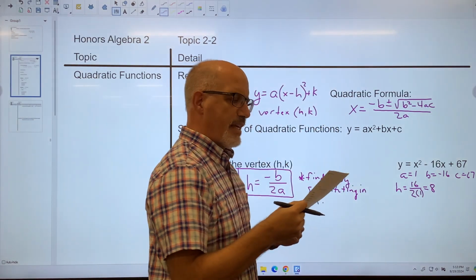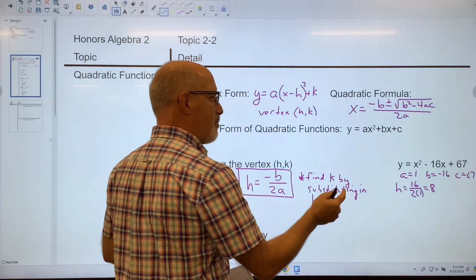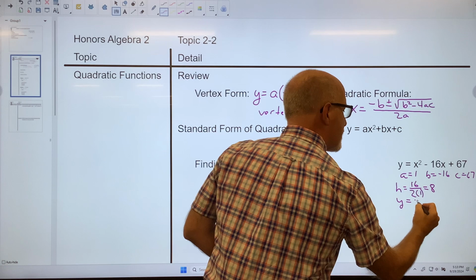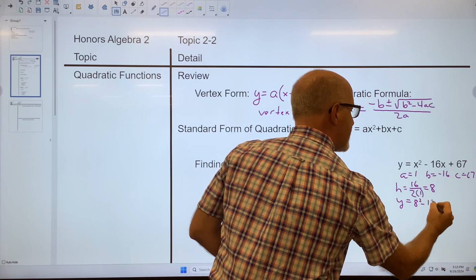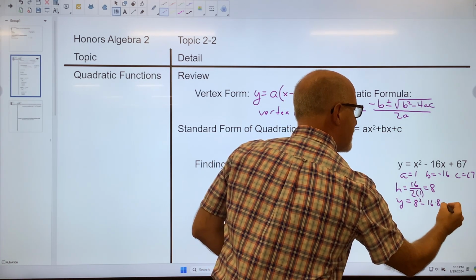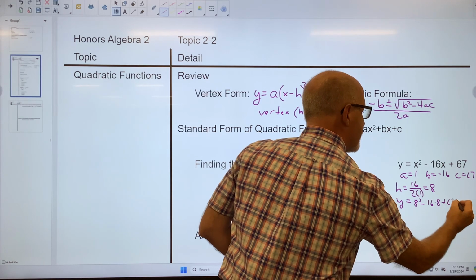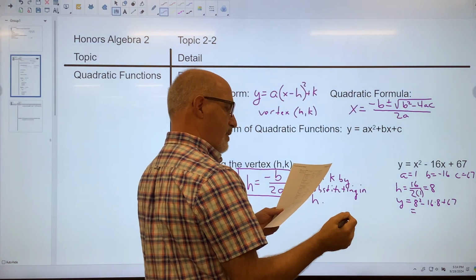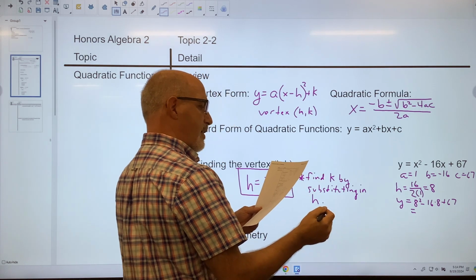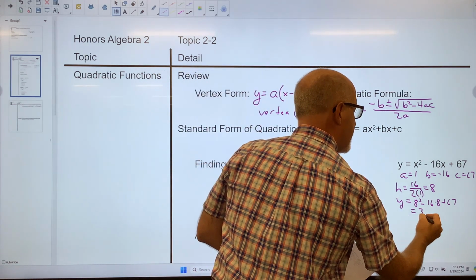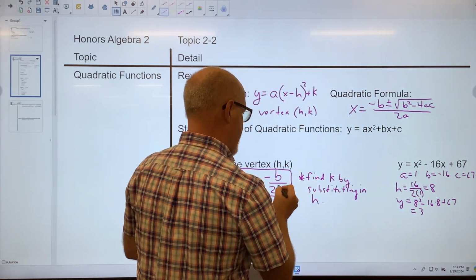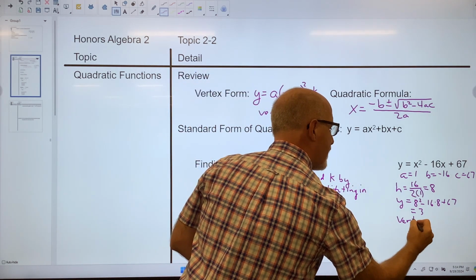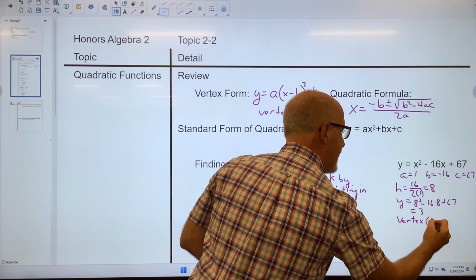Now once we've got the x value for it, we can put that back into this equation and get what the y value is. So it's going to be 8 squared minus 16 times 8 plus 67. And that y value, when I do that calculation, would equal 3. So my vertex for this example is found at 8, 3.